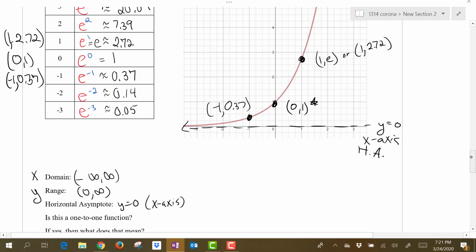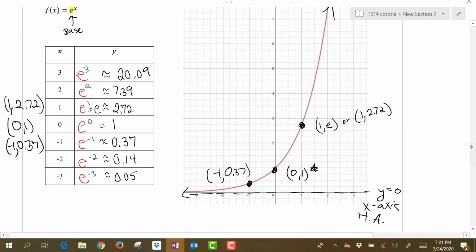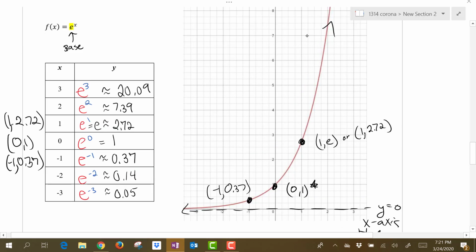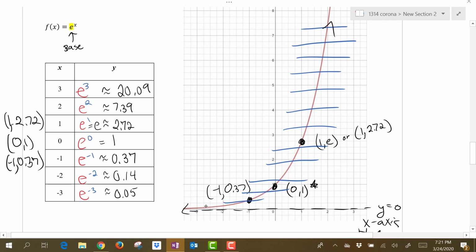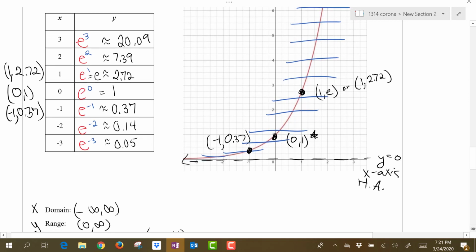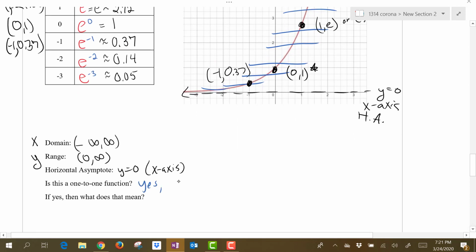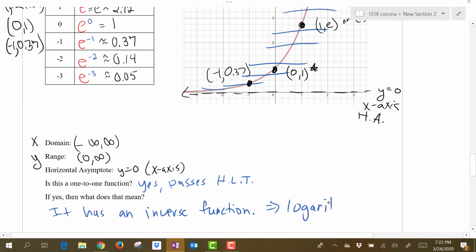Is it a one-to-one function? Let's go back and look. To answer that question, we said look at the graph and see whether it passes the horizontal line test. And it does. Every horizontal line that I could possibly imagine drawing only crosses through the graph one time. So yes, it passes the horizontal line test. If it passes the horizontal line test and it's one-to-one, what does that mean? That means it has an inverse function. The next set of videos is going to talk about that inverse function. That inverse function is called a logarithm.